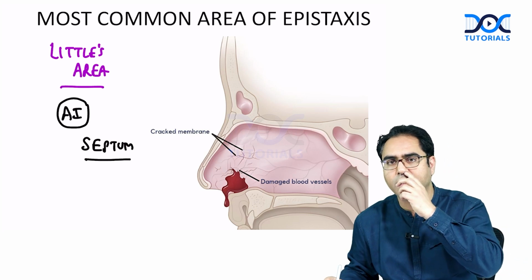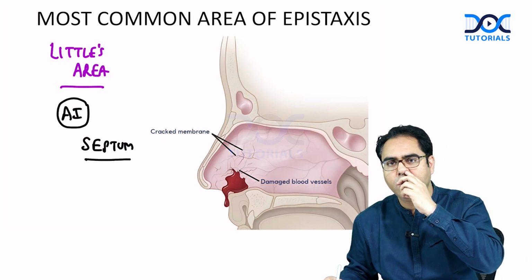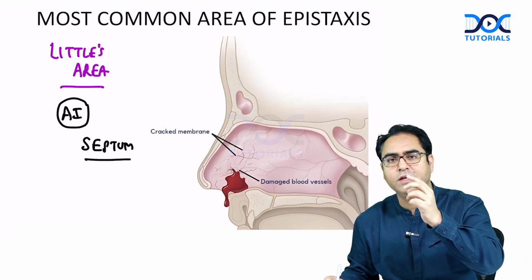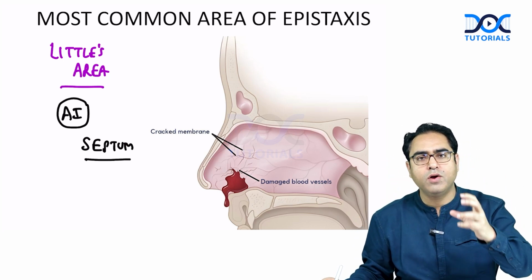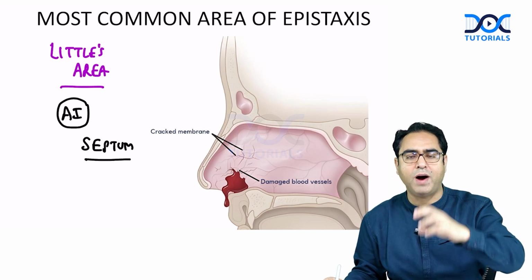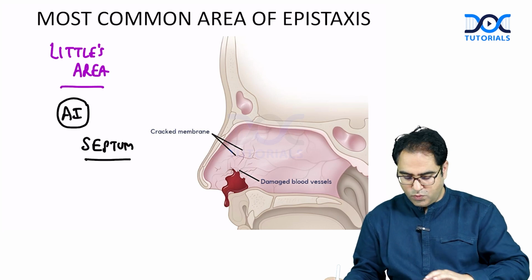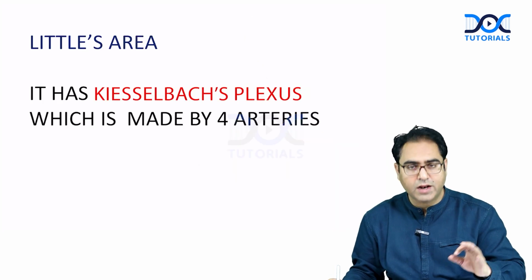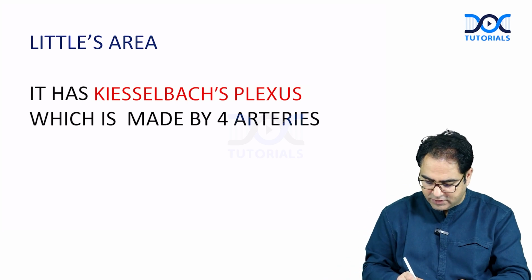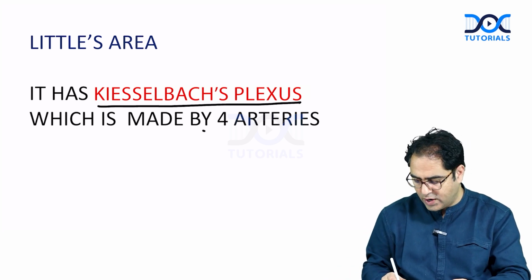Over here only, right? When you put finger in the nose, you touch the septum. Which area are you touching? Little's area. So, Little's area is a highly vascular area lying on the antero-inferior part of septum. Now, what does Little's area contain which bleeds so much? Little's area has Kiesselbach plexus made by 4 arteries.